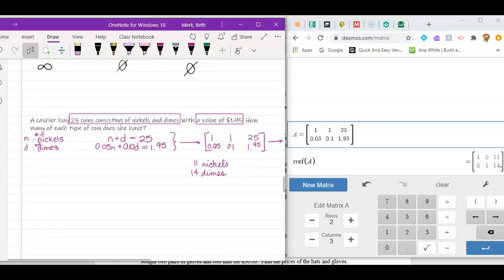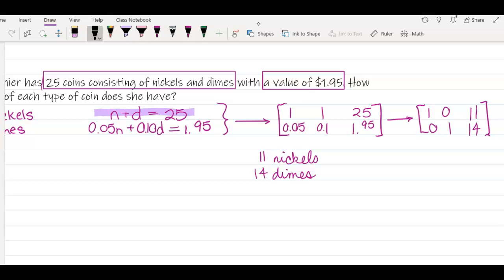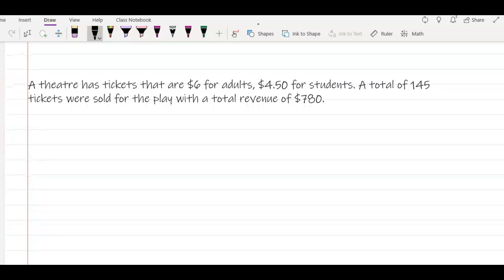Typically speaking, when you're coming up with your system, you're going to have one equation that has to deal with quantity. This is kind of a general rule of thumb, and you'll have an equation that has to deal with value. That's a kind of a safe way to assume to set these up. Now let's see if that applies to our next one.